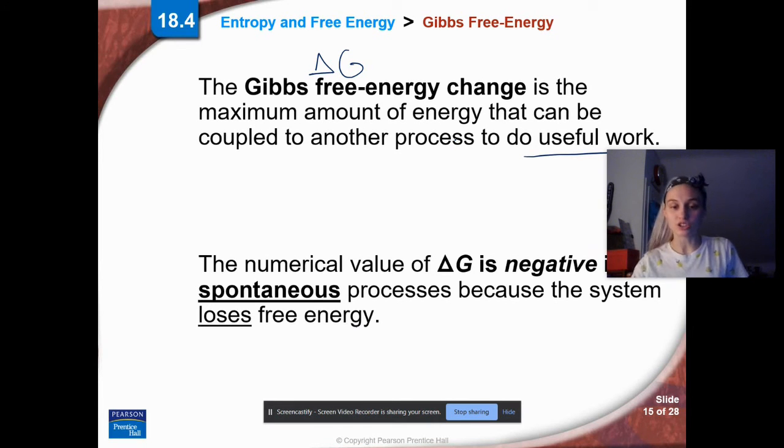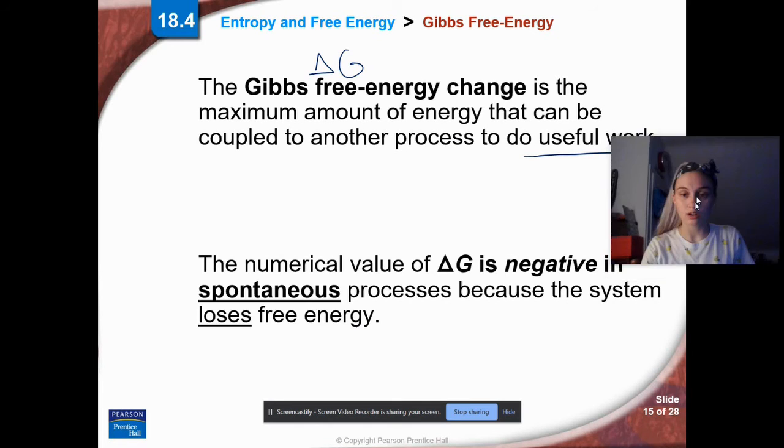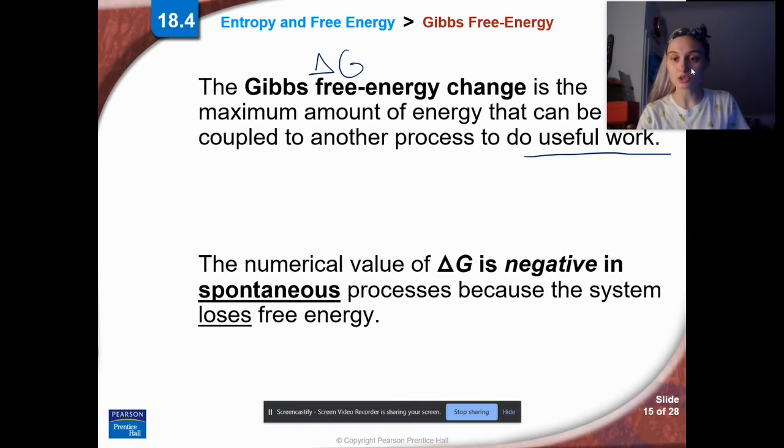And remember, I just said that in a spontaneous reaction, delta G is going to be negative because spontaneous reactions lose energy. They release energy. So that's why delta G is going to be negative.